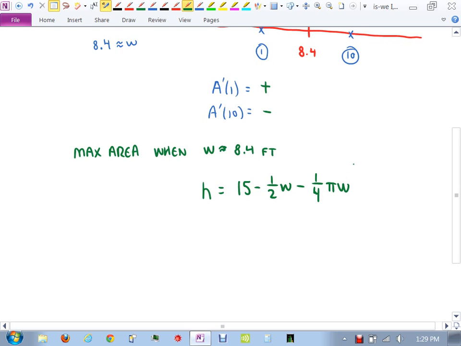Was that it? Okay. So plug in 8.4. I'm getting something like 4.2 feet. Is that all the information I need to know? Can you construct the Norman window off of just this information?